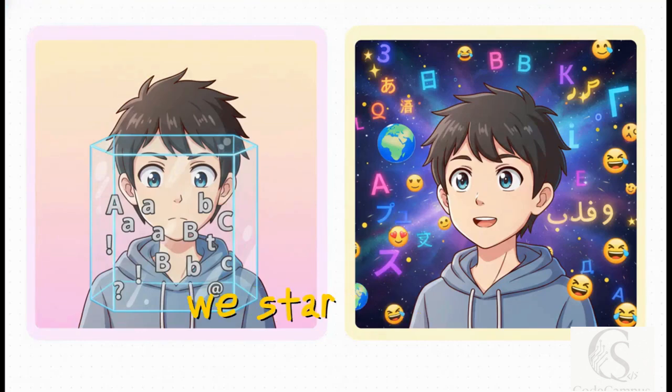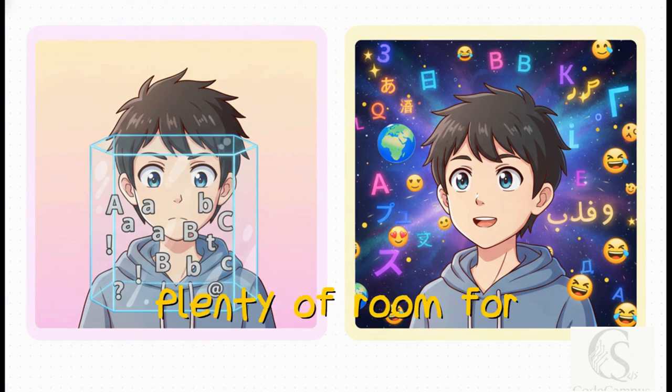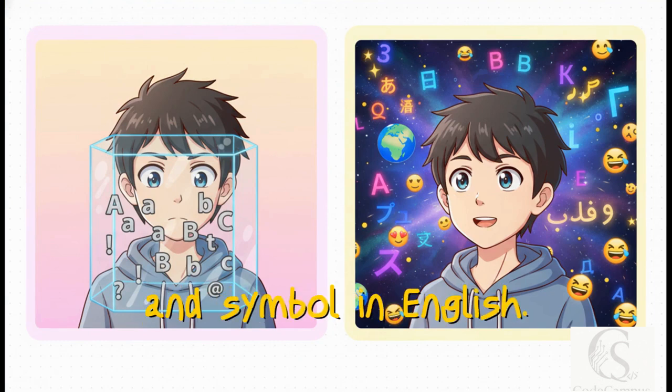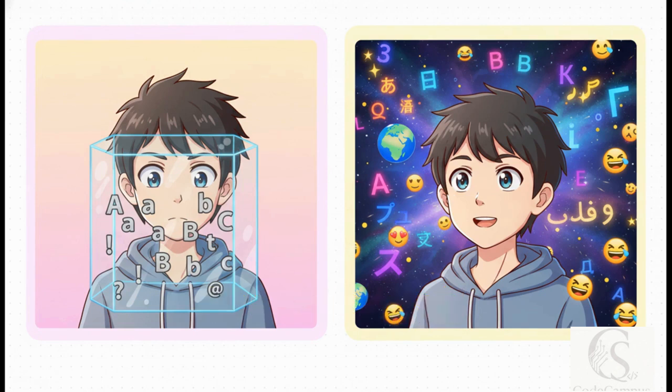Well, for text, we started out with systems like ASCII. It uses 8 bits, which gives it 256 possible combinations. Plenty of room for every letter, number, and symbol in English. But the world is a lot bigger than just the English alphabet, right? So along came Unicode. By using more bits for each character, Unicode has enough space for every character from every language on Earth. Plus, and this is important, all the emojis we use every day.